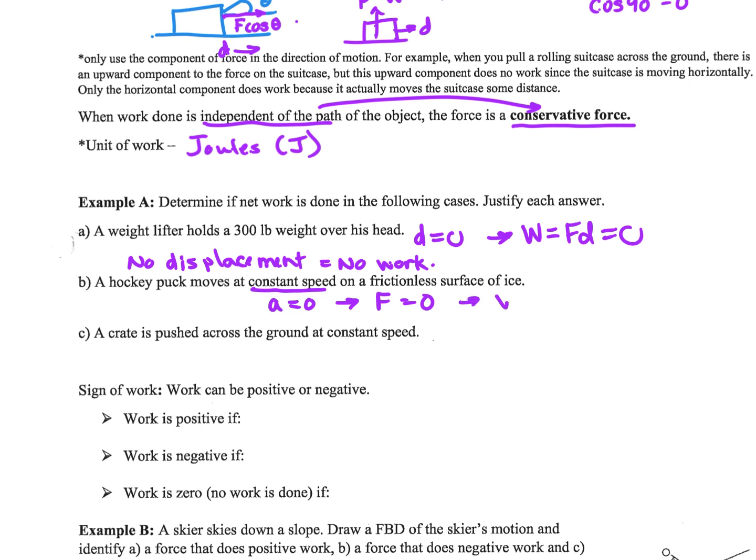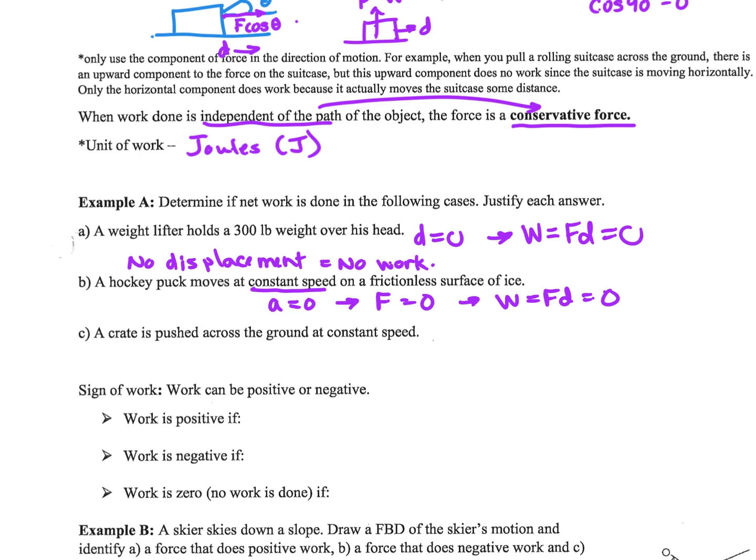Work, which is F times d, would also be 0. Okay? So if there's no change in speed, then you don't need any force. Remember, force causes a change in inertia. Well, that's acceleration. That's due to acceleration. No acceleration means no work done.